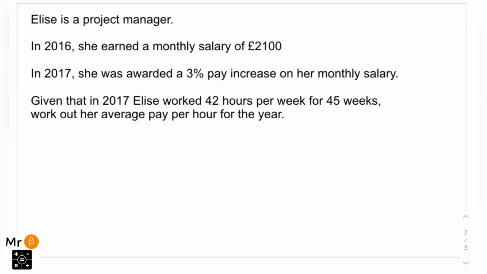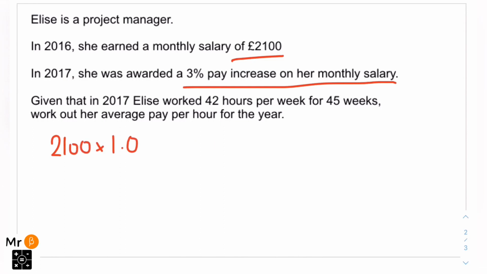Our last question, question 7. So in 2016 she earned a monthly salary of 2,100. She was then awarded a 3% pay increase. Given that she worked 42 hours per week for 45 weeks, work out her average pay. So our first step is to work out what this pay increase is. So we've got our original amount times by our increase multiplier, so our 100% plus this extra 3% changed into a decimal. That gives you an answer of 2,163. So this is how much she gets paid monthly.